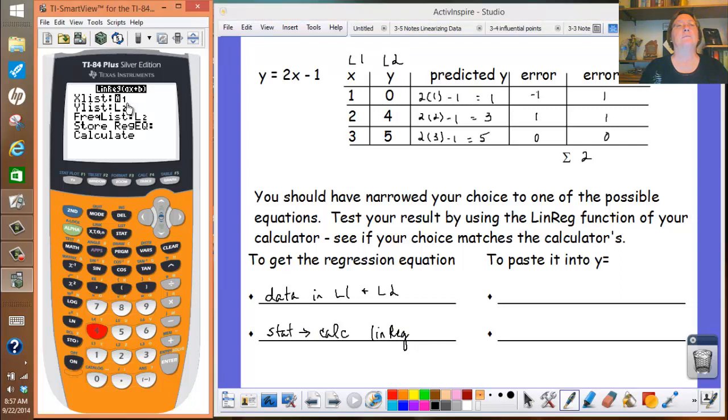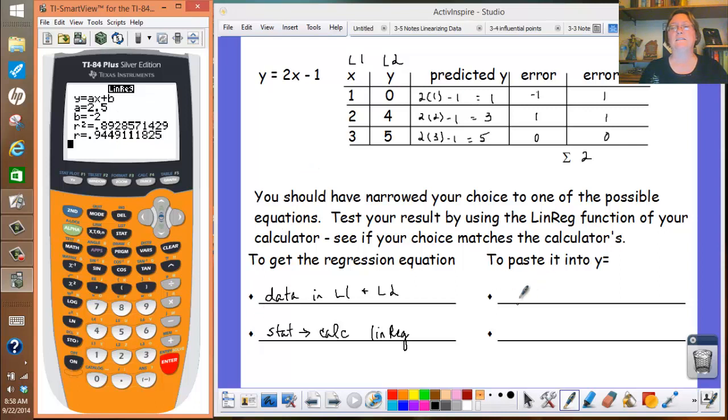My calculator is giving me options of where I want to have my x's and y's. I have them in list 1 and list 2. The frequency list should be blank as far as I know. You can have the calculator store the regression equation. I'm not going to do that. I'm just going to ask it to calculate. And here's what it says. That y would equal 2.5x minus 2. Fancy that. That's exactly what we said.